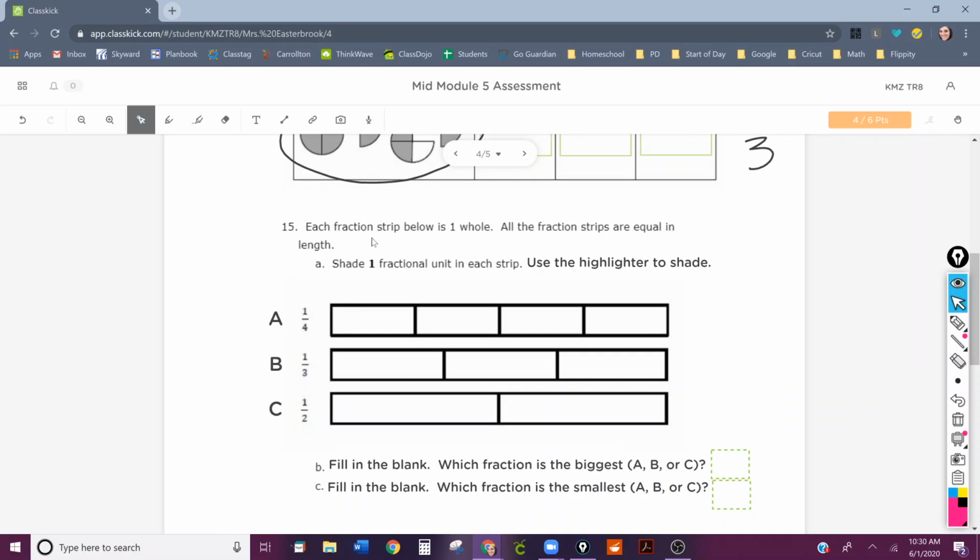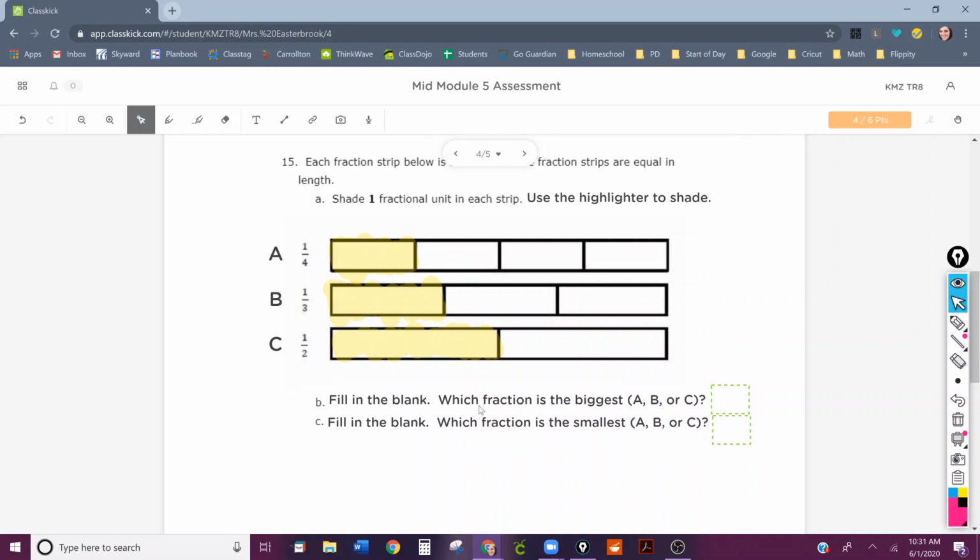Number 15, each fraction strip below is 1 whole. All the fraction strips are equal in length. A, shade 1 fractional unit in each strip. Use the highlighter to shade. So this one, a lot of people skipped as well. This was still worth a point even though it didn't have a box. So you had to come up to the highlighter and shade 1 fractional unit in each strip. So I'm going to shade 1/4, which is right here. Right here it tells me 1/3, so I shade 1/3, and here is 1/2, so I shade 1/2. So that was worth 1 point if you did the shading there.